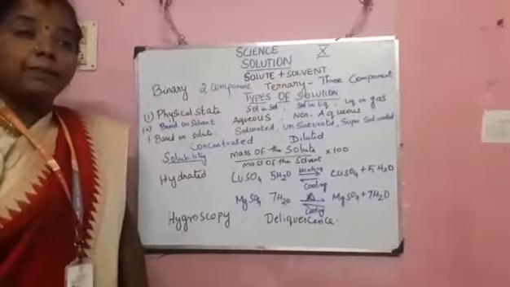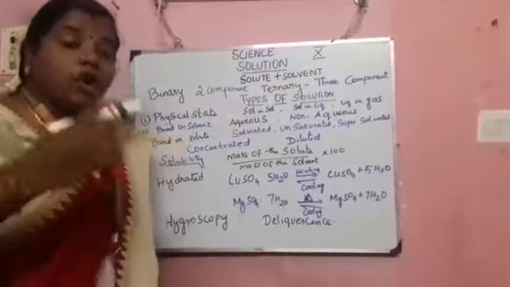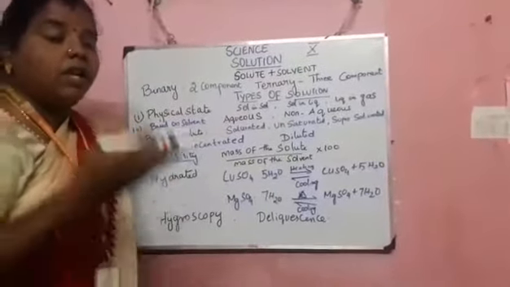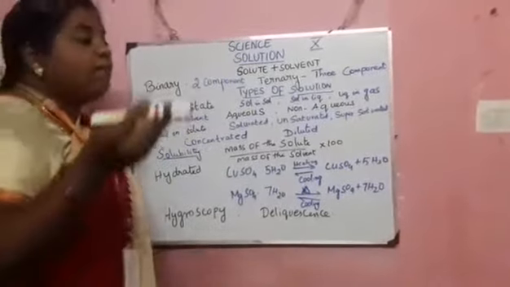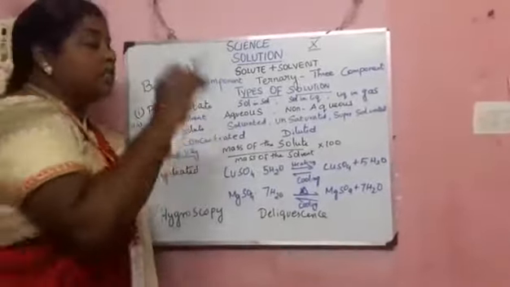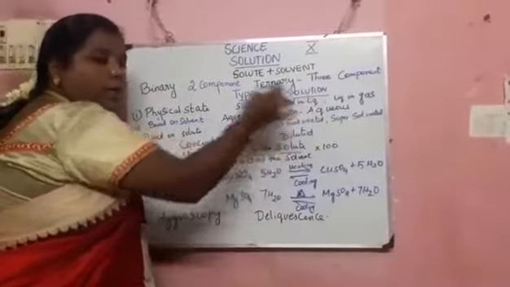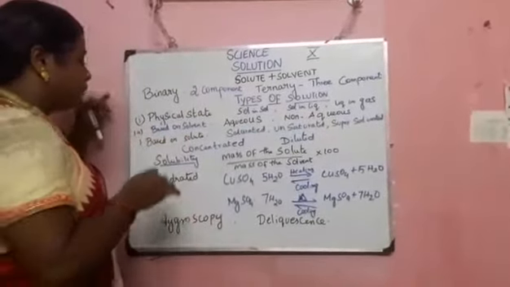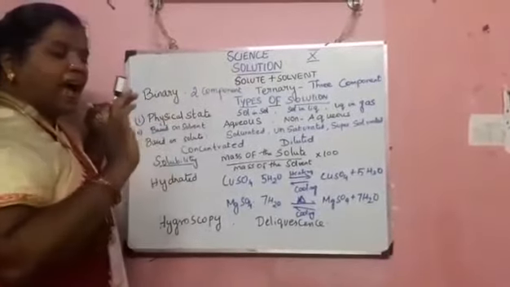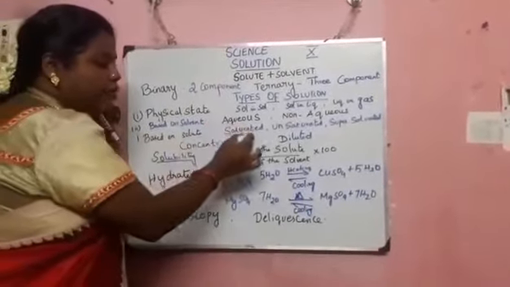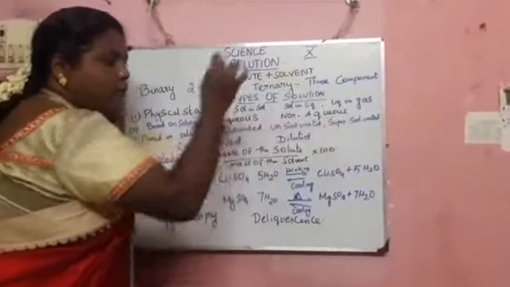Non-aqueous solution: some substances, some organic substances, cannot be dissolved in water itself. So they can be dissolved in a solvent like ether, benzene, etc. A solvent other than water means it is called a non-aqueous solution. And next one, based on solute. Based on the solute particles, solutions are classified into saturated, unsaturated and supersaturated.